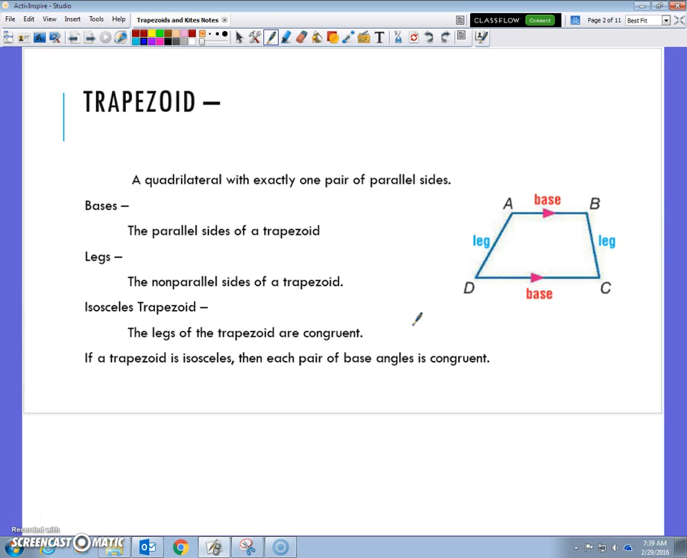Specifically today we're going to be looking at some types of trapezoids that we call isosceles trapezoids, and it should be easy to remember. An isosceles trapezoid, similarly to an isosceles triangle, has two sides that are congruent. An isosceles trapezoid has the same thing. Its legs are actually congruent in length. If the trapezoid is isosceles, then each pair of its base angles are congruent. So that's going to be important here in a second as well.